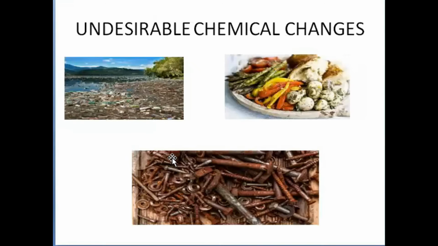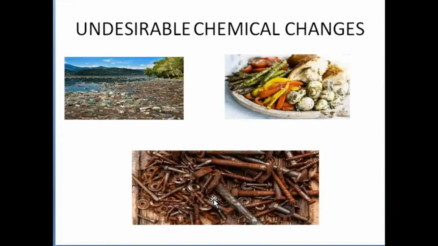Now, let us look at some undesirable or harmful chemical changes. Pollution. Pollution is an undesirable chemical change as it is harmful for our health as well as the environment. Spoiling of food. Spoiling of food is an undesirable chemical change. Third, we have corrosion. Corrosion of metals is an undesirable chemical change. Let us study more about corrosion.